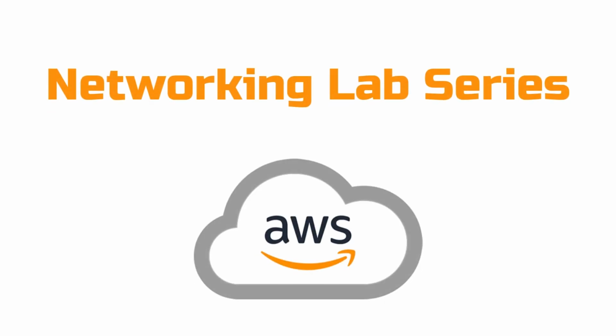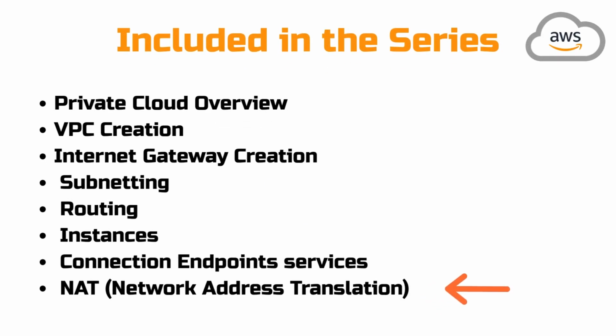Welcome back to my video series on AWS private networking. This is the last video of the series. In it, I will be demonstrating NAT Gateway. If you have not already done so, please browse my playlist and take a look at previous videos covering VPC creation, internet gateways, subnetting, instances, routing tables, and endpoints.